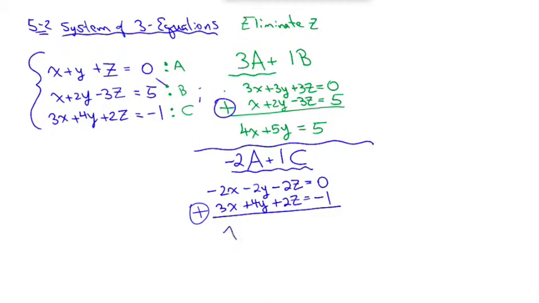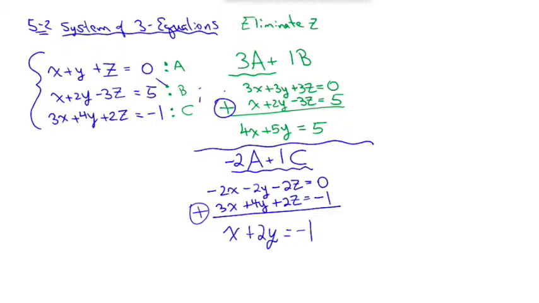Sorry. x plus 2y equals -1. Now, x plus 2y equals -1 is also a line in the xy plane. So what can we find? x and y. I have 4x plus 5y equals 5 in the xy plane.